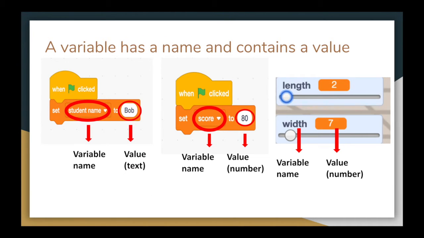As we have clarified, a variable has a name and contains a value. In Scratch, there are different ways to set values to variables. Students can either use the set block or a slider, which is shown on the right side. When you show the set block, you may want to make it clear to students which one is the variable name and where to put the value to the variable.